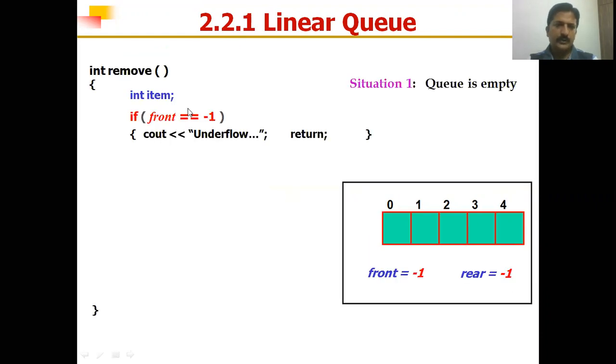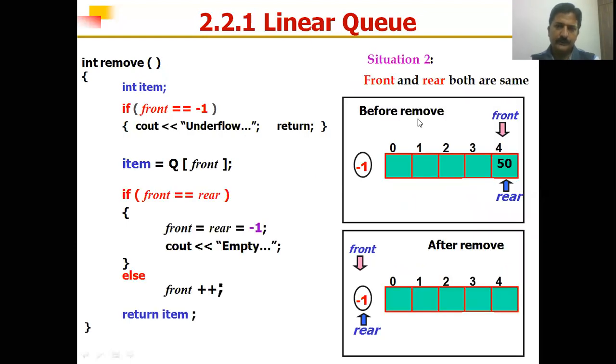So the code, see, this is the code. Situation 1: the queue is empty. When the queue is empty, what are the values of front and rear? Both are -1. So here you are checking, is front -1? Yes, the condition is true. Condition is true means, can you remove the element? There is no element to remove. Hence it is underflow. This is called underflow, and it will stop. It will not execute further.